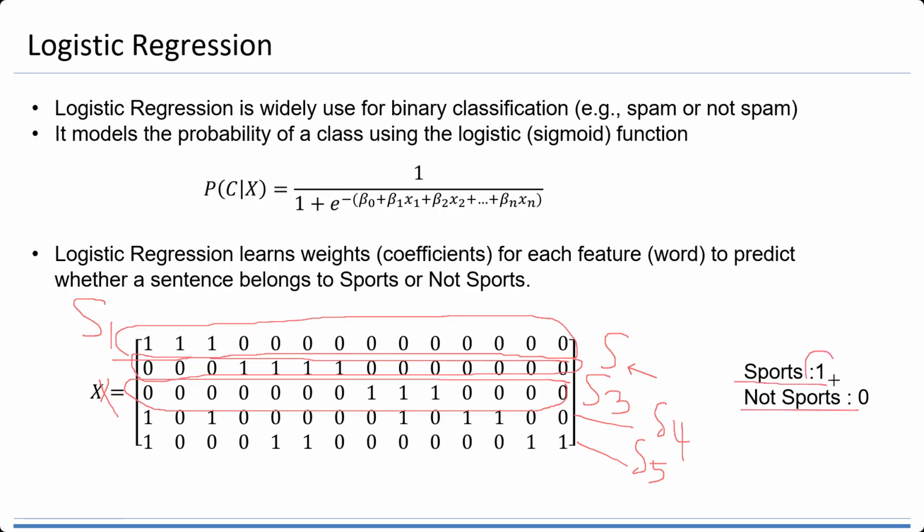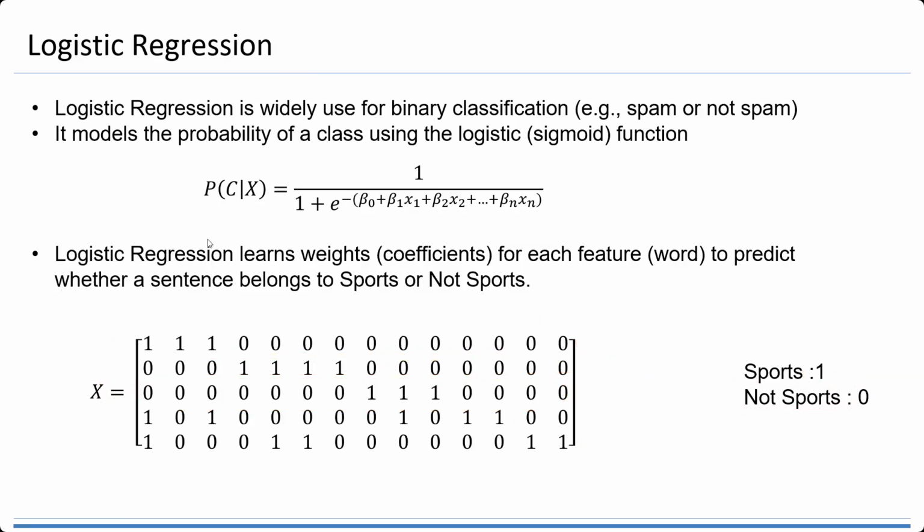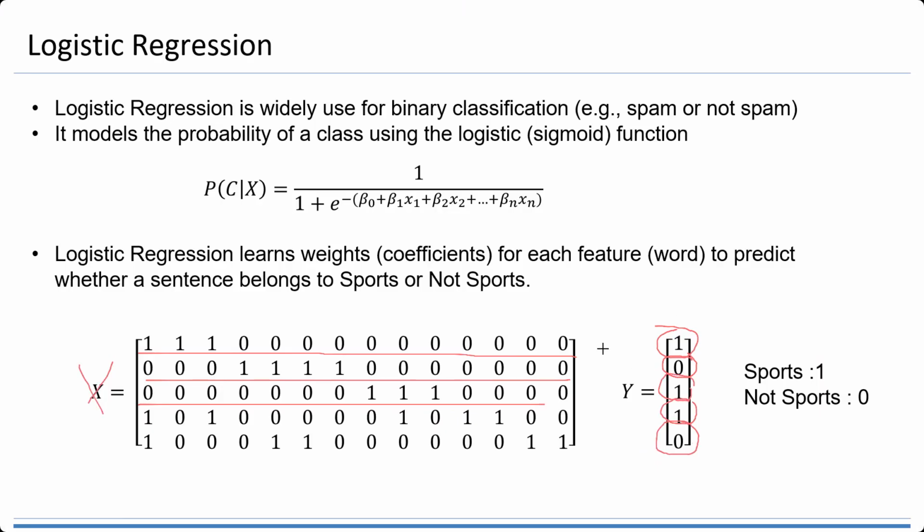So let's assume that sport is 1 and not sport is 0. Then I can make this kind of y. This sentence belongs to sport. This sentence belongs to not sports. This sentence belongs to sports. This is sport and this is not sports. Then we have the x, which is the feature, and we have the y. This is what we want to predict, or this is the class.